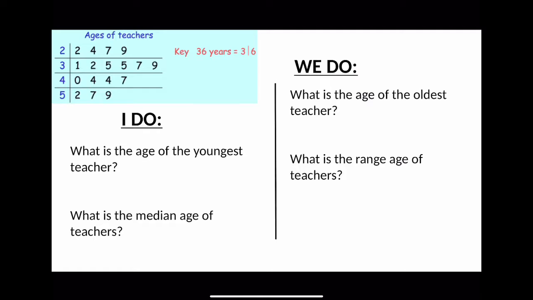On the next line, you've got the 3, so that's 31, 32, 35, 35, 37, 39. With the third one, you've got the 4 and the 0, remember that's 40. It's not telling you that there was nobody there. So what is the age of the youngest teacher? In this case, it's 22.